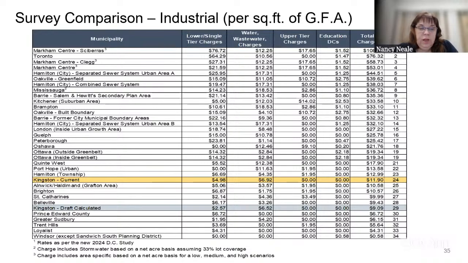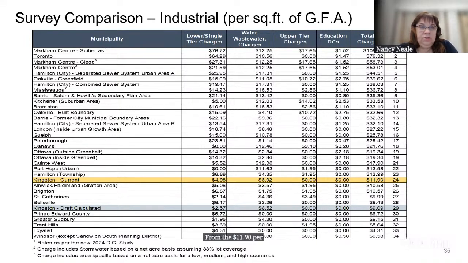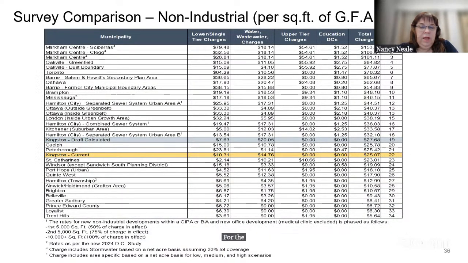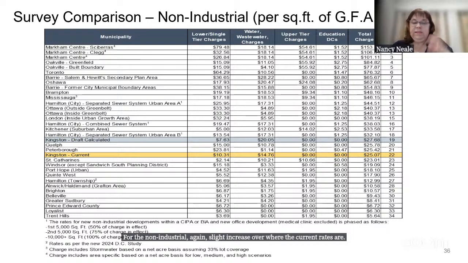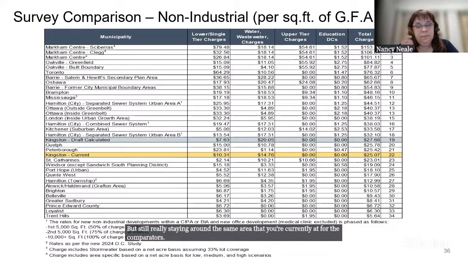For the industrial, as noted, the yellow line is the current rate, and as noted, we would actually be reducing that rate with the new bylaw from the $11.90 per square foot down to that $9.09. And next slide. For the non-industrial, again, slight increase over where the current rates are, but still really staying around the same area that you're currently at for the comparators. Next slide.